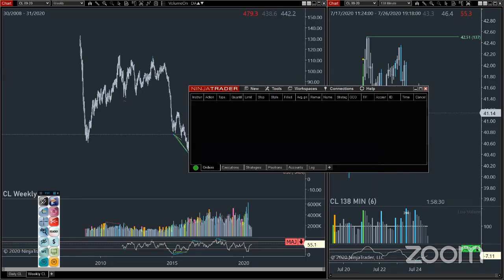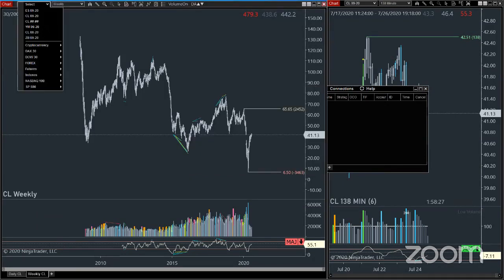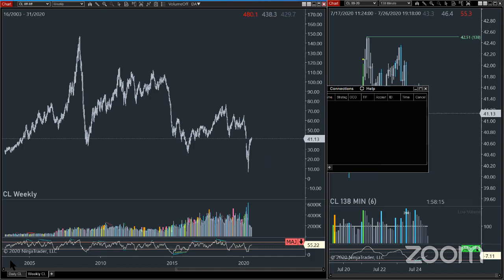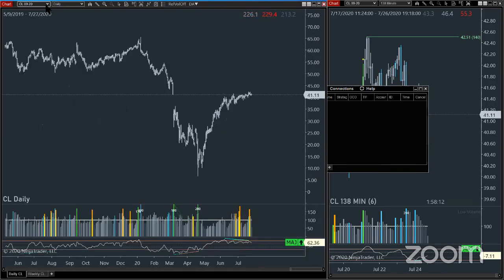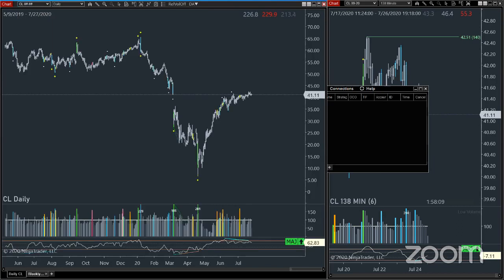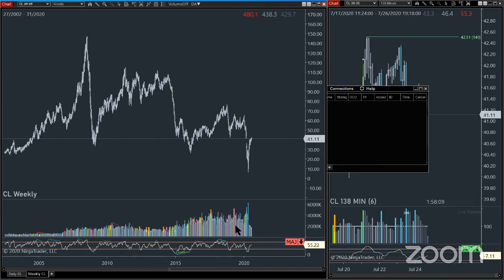So I'm going to go ahead and change this over to a continuous contract. Then I should have a lot more data. See the difference? So that's using the free data feed that Ninja provides via Kinetick. All right, let's do this.